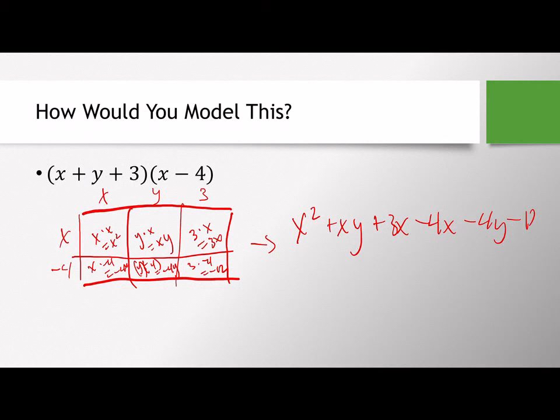And simplifying by adding like terms together, x squared plus xy, 3x minus 4x makes minus x, minus 4y minus 12.